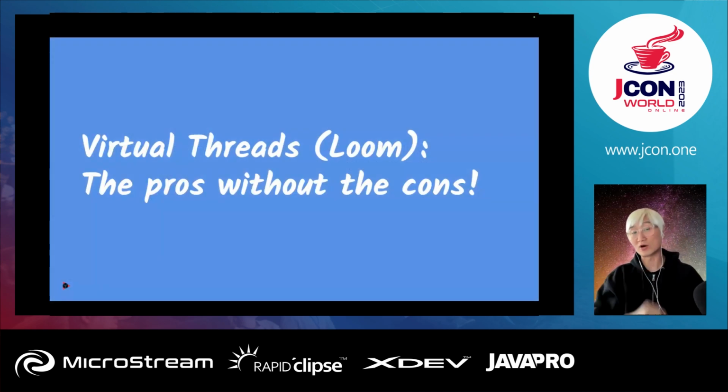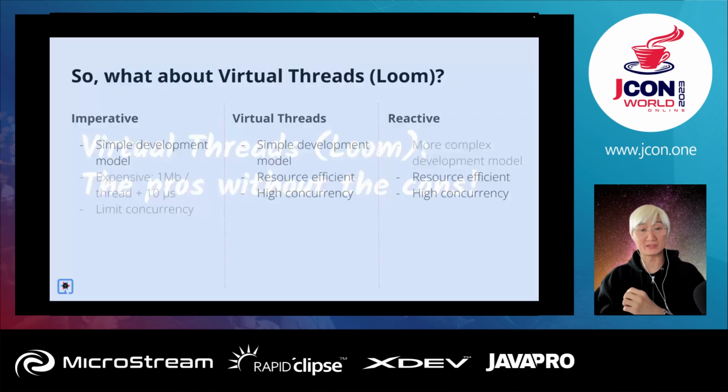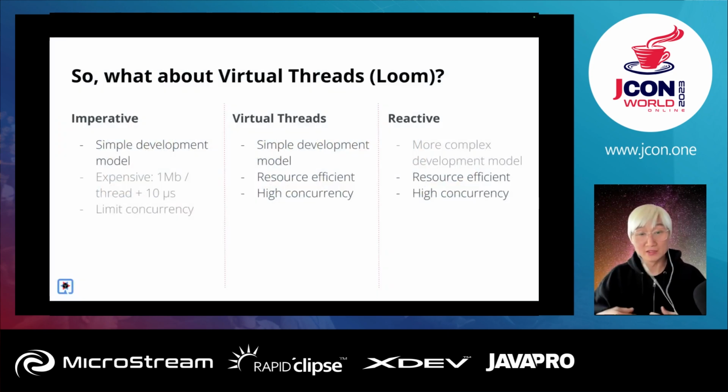So that's the reason why virtual thread, the project under OpenJDK called Loom, just came out to solve this kind of problem. We just combine the good things and get rid of the bad things. So combine the good things from both sides. Keep development simple, and then we get more resource efficiency and a highly concurrent application.